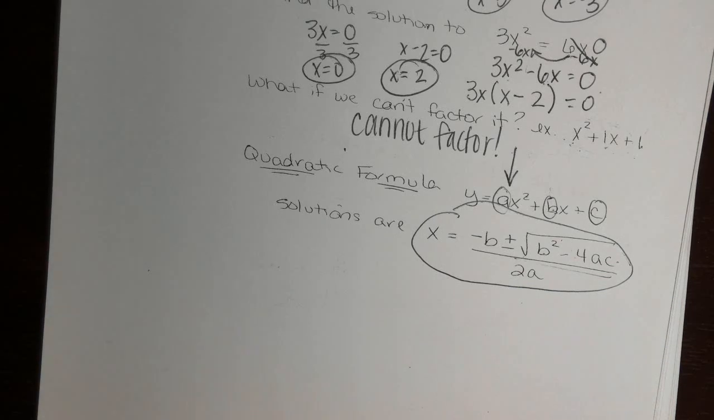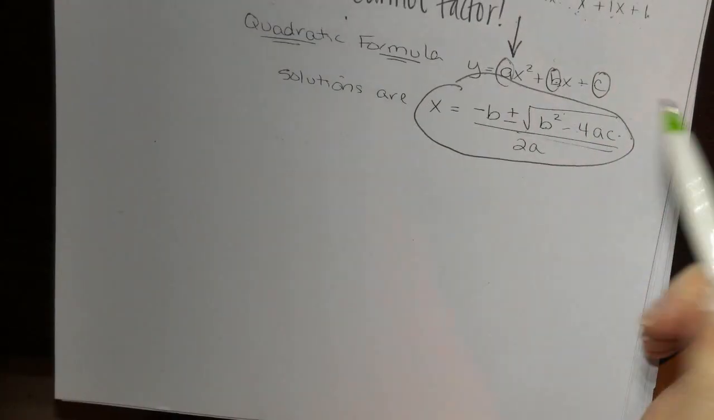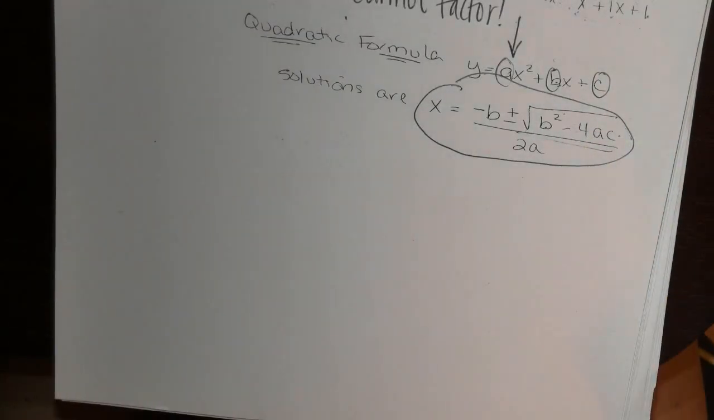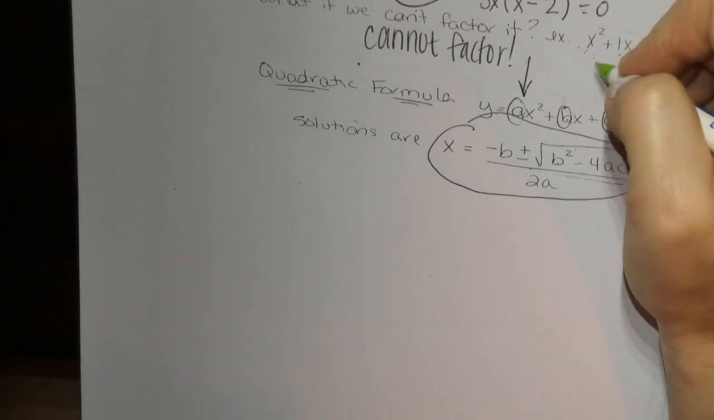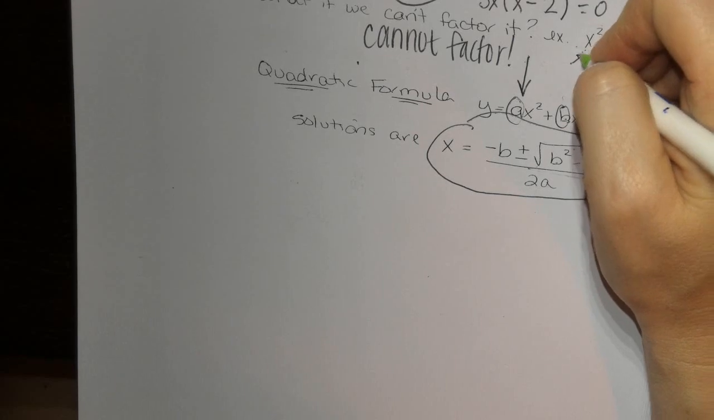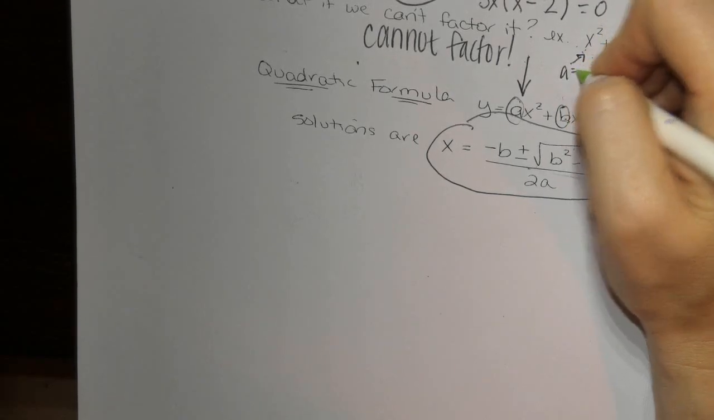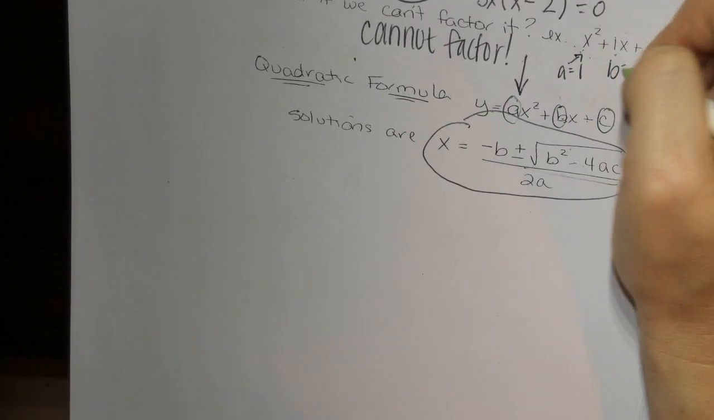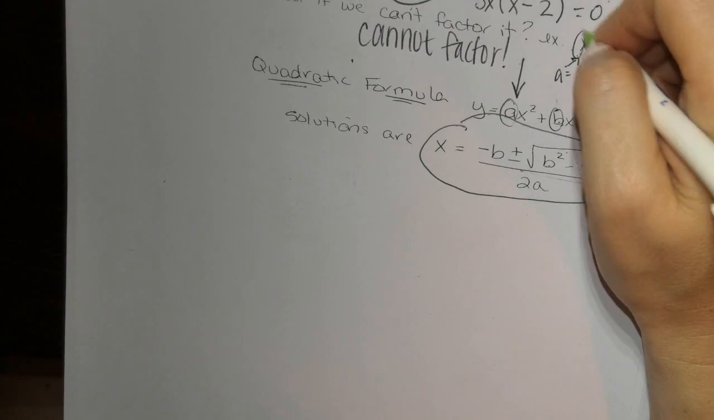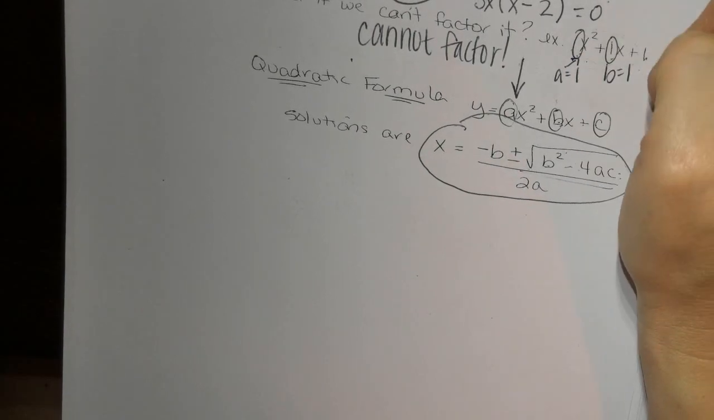So you look at that and you're like, what the? Whoa. Okay, no need to get scary. You just plug in what you know into this formula. So if we look at this right here, this is your A. Your A equals 1. Your B equals 1 also. And your C equals 1.